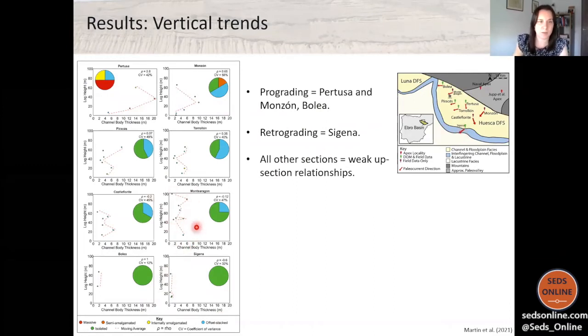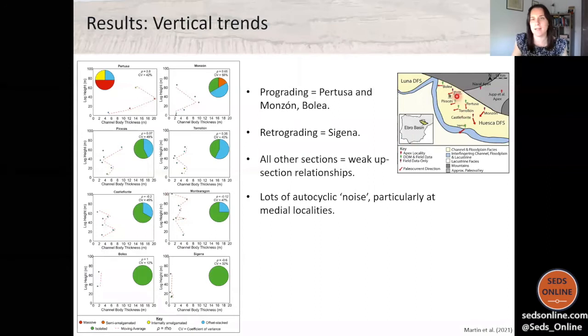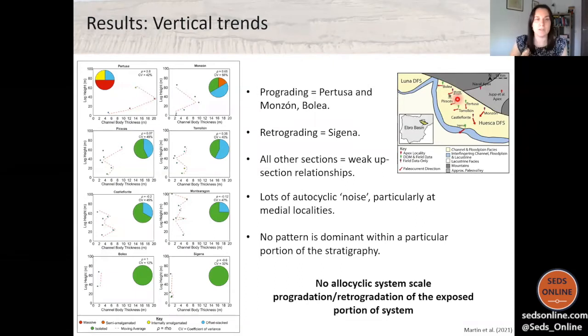So for example, if we look at Monte Aragon here, we can see things are jumping up and around in between, no systematic increase or decrease in channel sizes as we go up section. But what we can see is we've got a lot of local noise, particularly in the medial localities, so these localities that sit in the middle of the system here. What we also found is there's no pattern that is dominant within a particular portion of the stratigraphy. We were able to broadly map the GPS point where we were in terms of height, and that broadly related, due to the low dip in the area, to where we were sitting in the stratigraphy. And whether we were more at the base or the middle or the upper portion of the exposed part of the system, it didn't matter. There was no dominant pattern. So what that allowed us to do is go forward and look at the statistical data for this system and go with confidence by saying we had no large-scale allocyclic system-scale progradation or retrogradation.